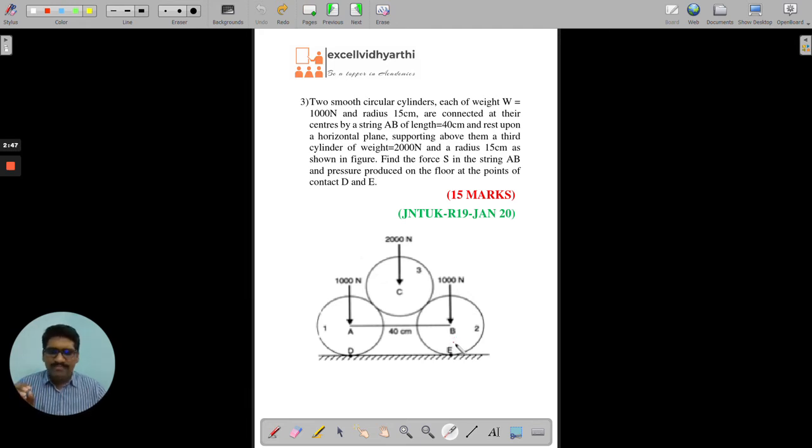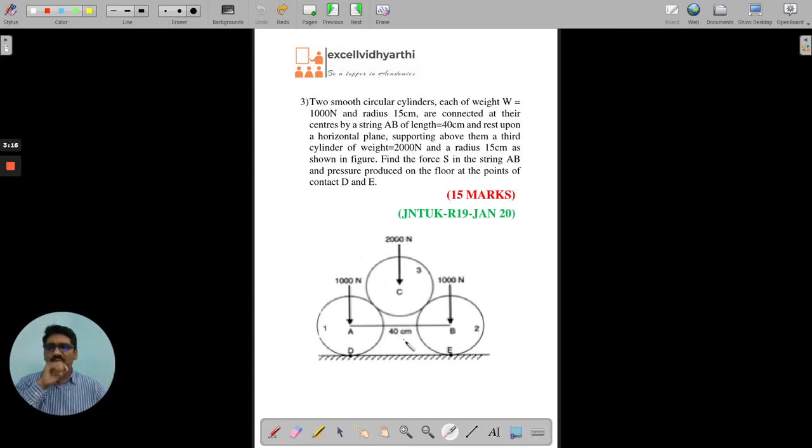Now, here, how many bodies are there? First of all, three bodies are there: A, B, and then C. A small doubt, many students will have this doubt. Sir, here the weight is 2000, here we have 1000, here we have 1000, but all three have the same radius or same diameter. How is it possible? The point is, all three have the same radius or same diameter.